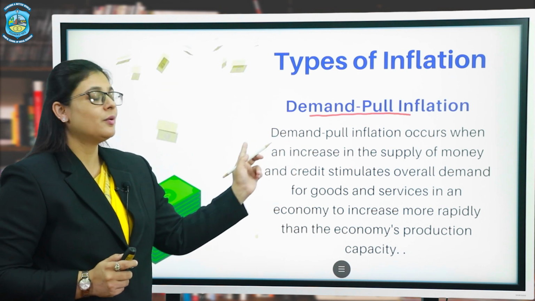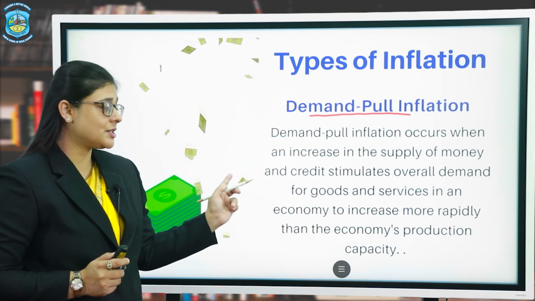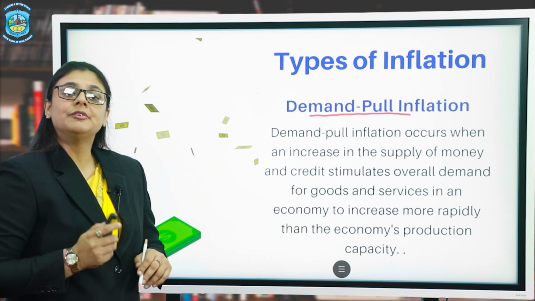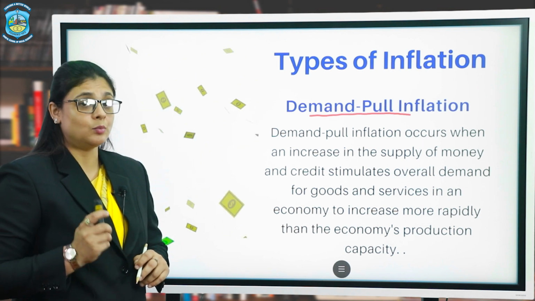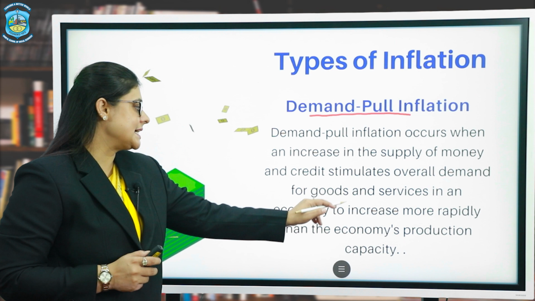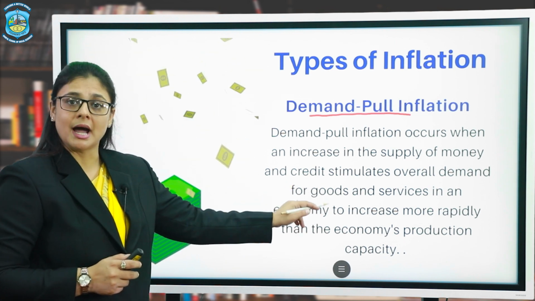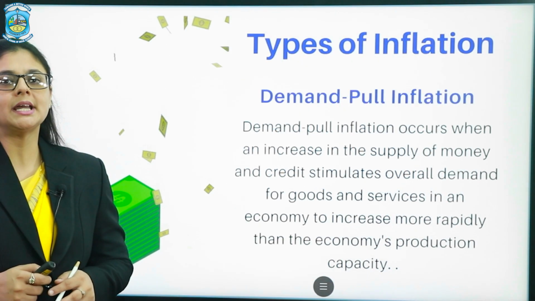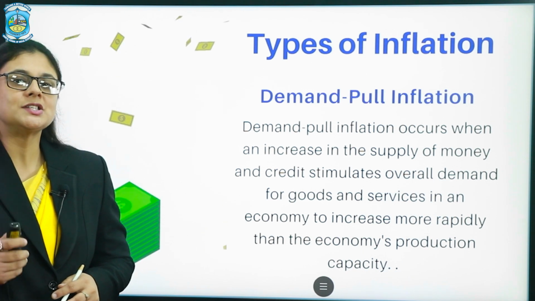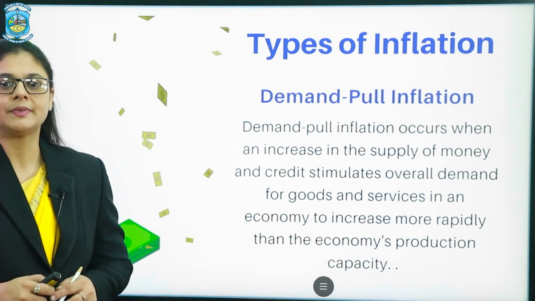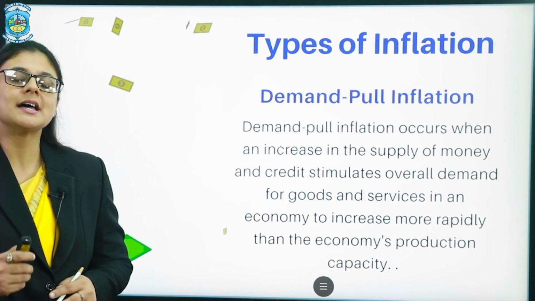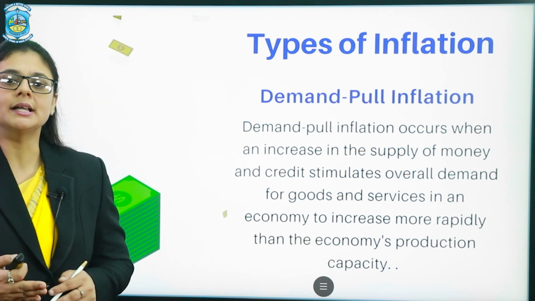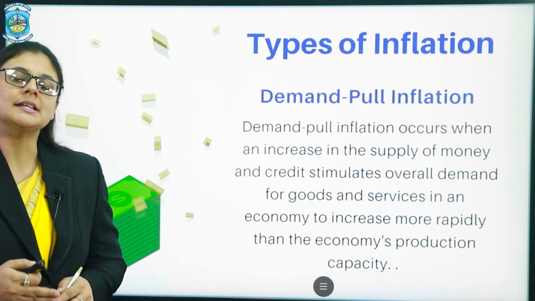Demand pull inflation occurs when an increase in the supply of money and credit stimulates the overall demand for goods and services in an economy. And finally, it leads to an increase in prices. Why? Because there is a rapid increase in the demand for goods and services with respect to the economy's production capacity. With more money available to individuals, positive consumer sentiment leads to higher spending, and this increased demand pulls prices to a higher level. It creates a demand-supply gap with higher demand and less flexible supply, which results in higher prices.